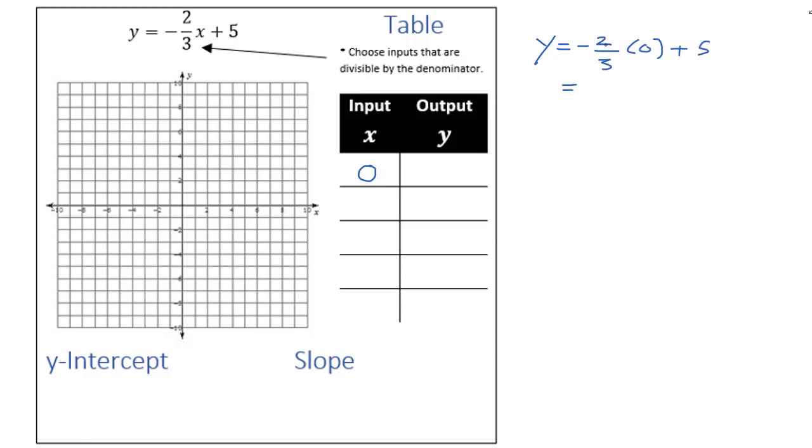All right, now this is pretty easy because -2/3 times 0 is 0, and 0 plus 5 is 5. So that first one was easy: 0 over, 5 up.